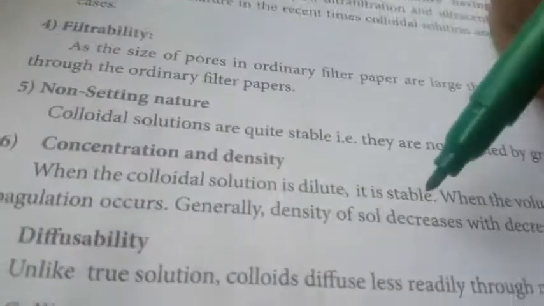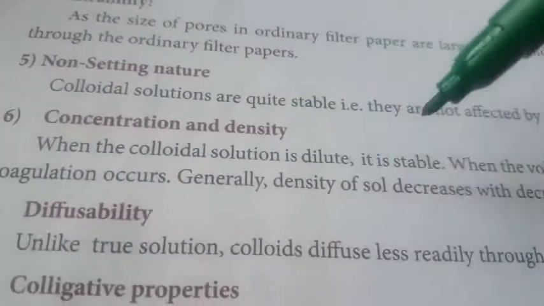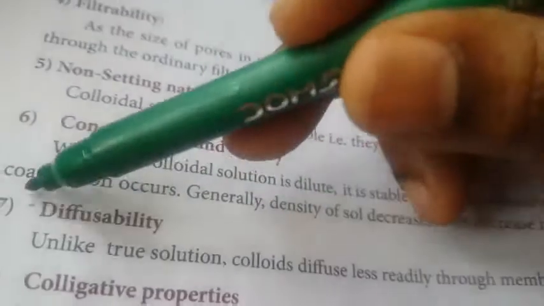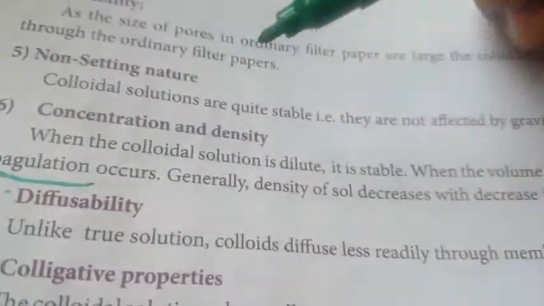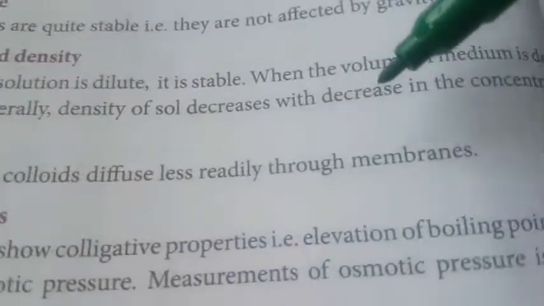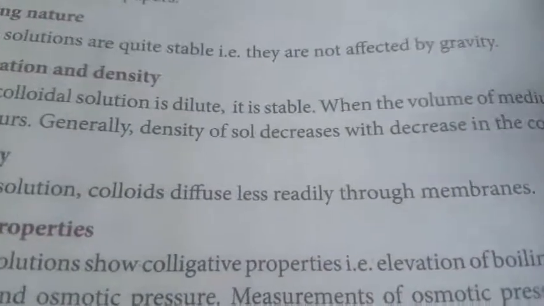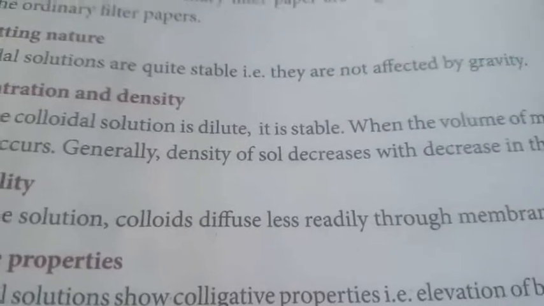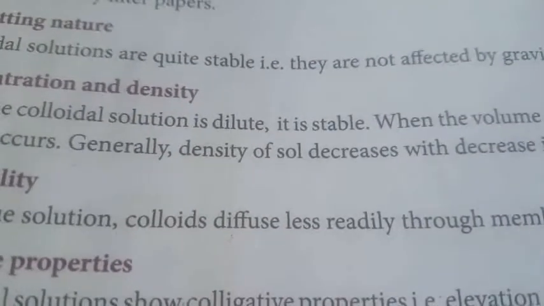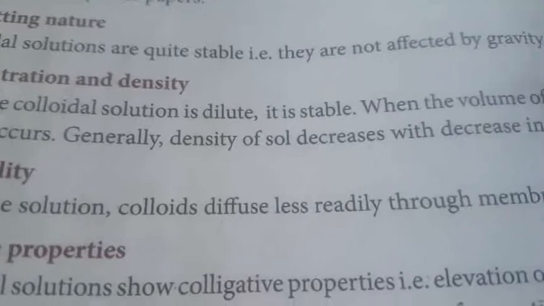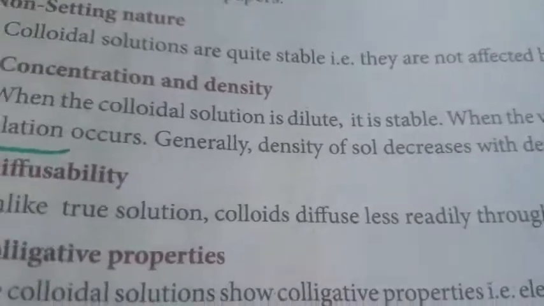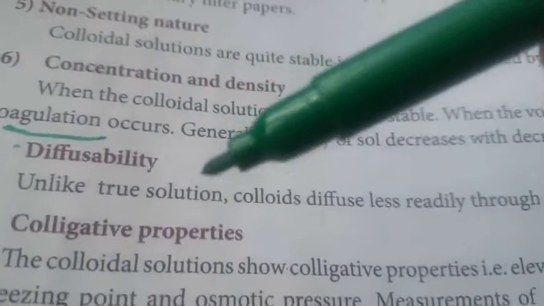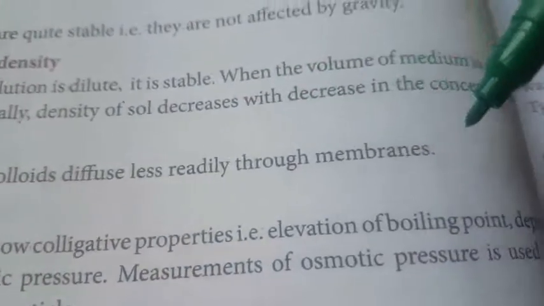So if the diluted volume decreases, what happens? Coagulation. What is meant by coagulation? That is precipitation. Generally density increases with the decrease in the concentration. When the density of the colloidal solution increases and its concentration decreases, as we have said, if it is diluted it will be stable. Next is diffusability. Unlike a true solution, a colloid diffuses less readily through the membrane.